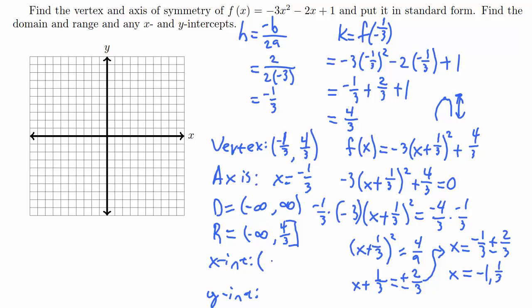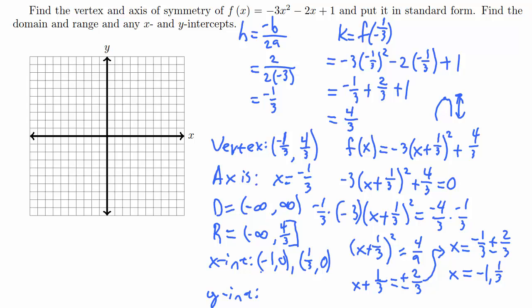So those are the two x coordinates of the x-intercepts. So we have negative 1, 0, and we have 1/3, 0. It's always important to simplify this if you can. Sometimes you can't, often you can. Now notice that this is always going to be your x-coordinate of the vertex plus or minus some value.